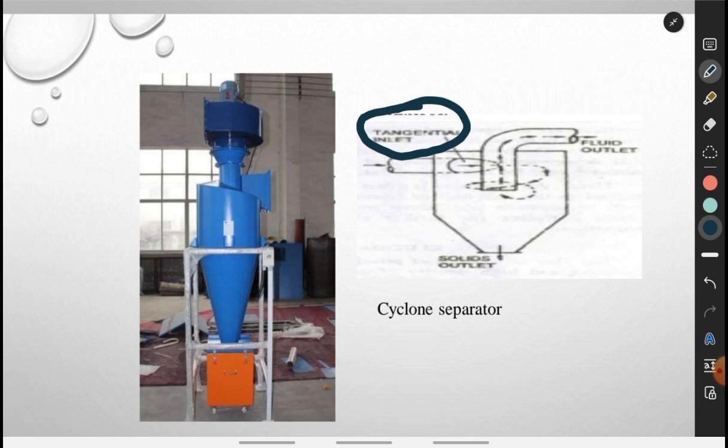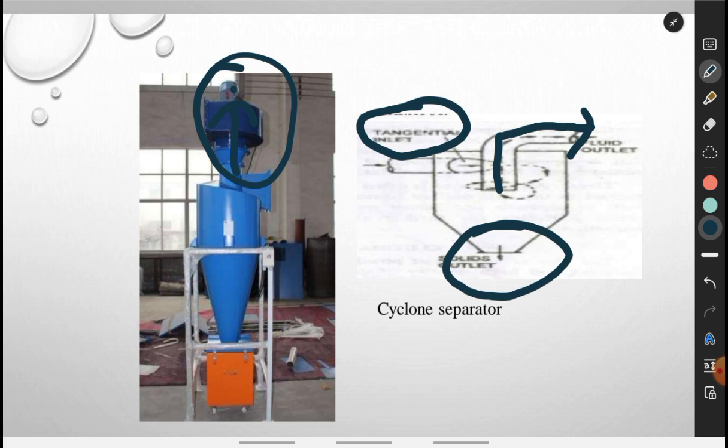Then at the top portion, a fluid outlet is provided. You can see here the fluid outlet is provided in this real diagram. And lastly, the solid outlet is present at the base of the vessel. So here it is the solid outlet, and the material gets collected in the box.